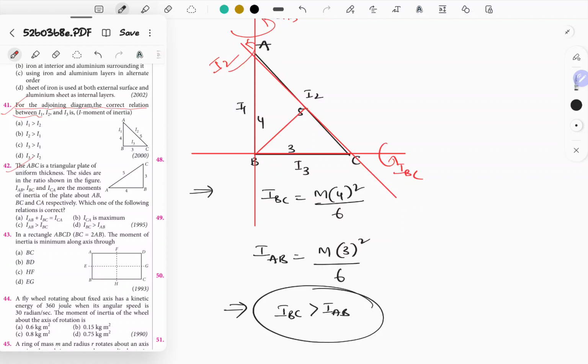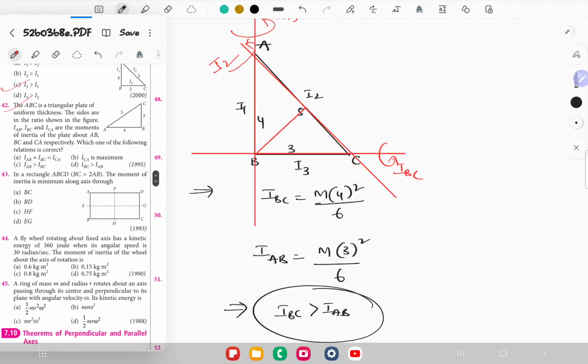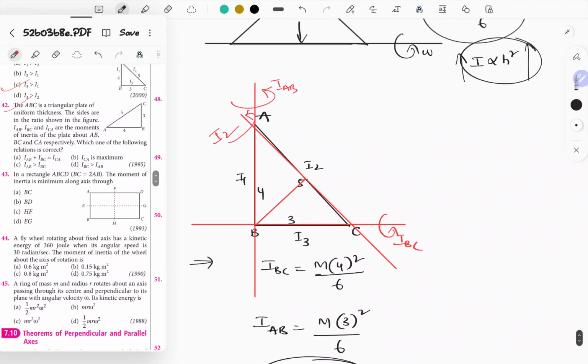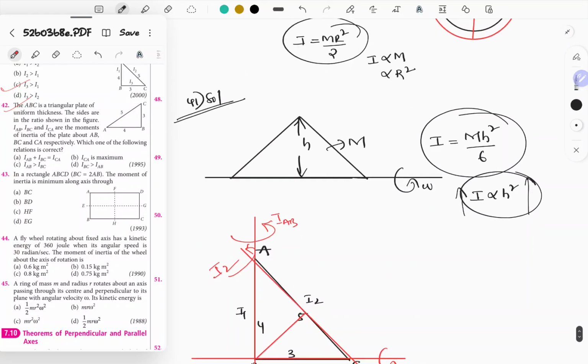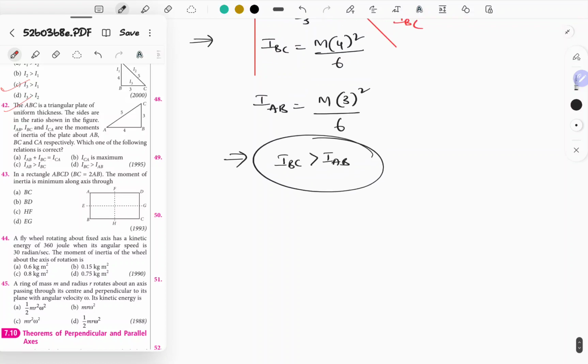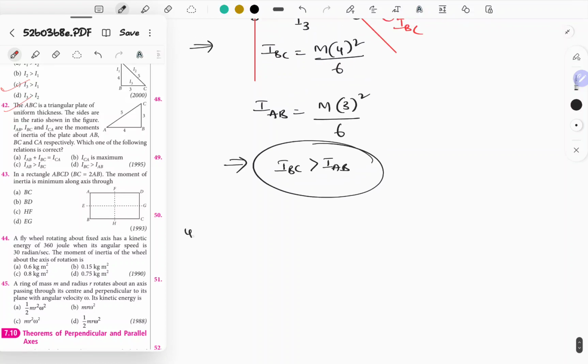Which option is correct for 41? IBC is I3, IAB is I1. That means I3 is greater than I1. So option C is correct. Very good. So this is the answer for 41. Now look at question number 42. 42 is also of a similar model.